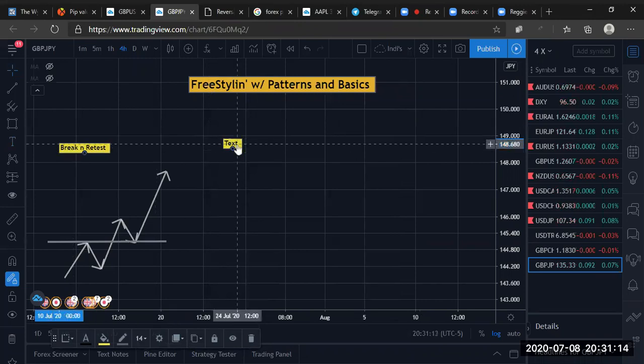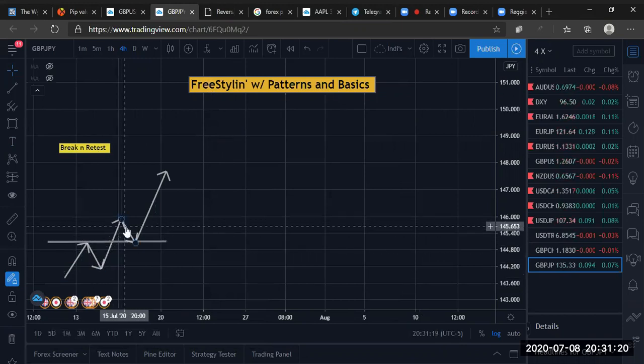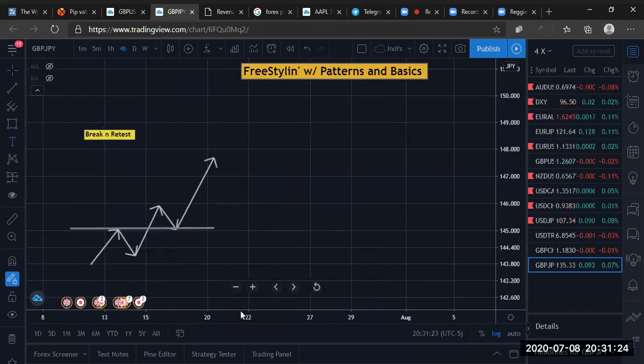Right here, break and retest. You're making a high, you make a low. You break that high, you need to get in on the pullback. You do not chase the trend. If you see this break above, and then you start seeing small little candles, that's not a reason to get in. You have to actually see the trend start going back into a pullback a little bit, and then you make your entry.